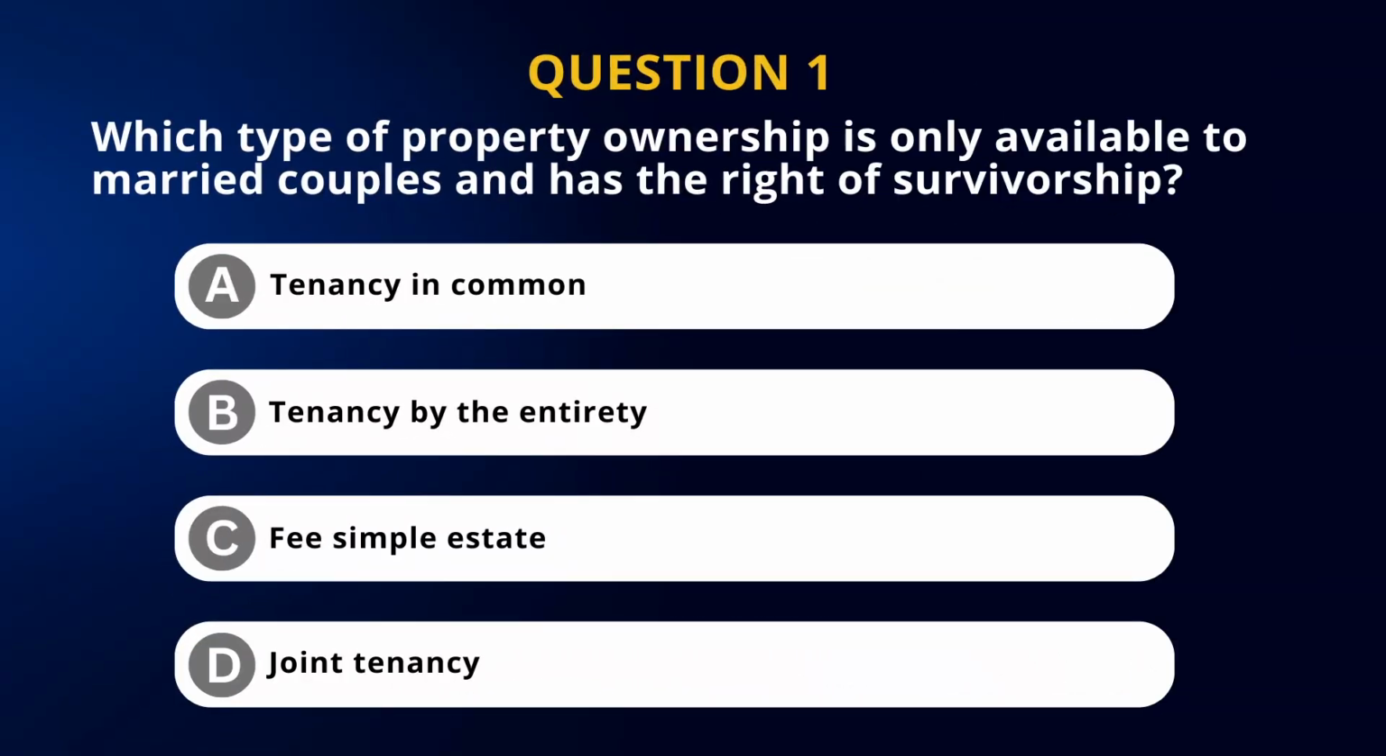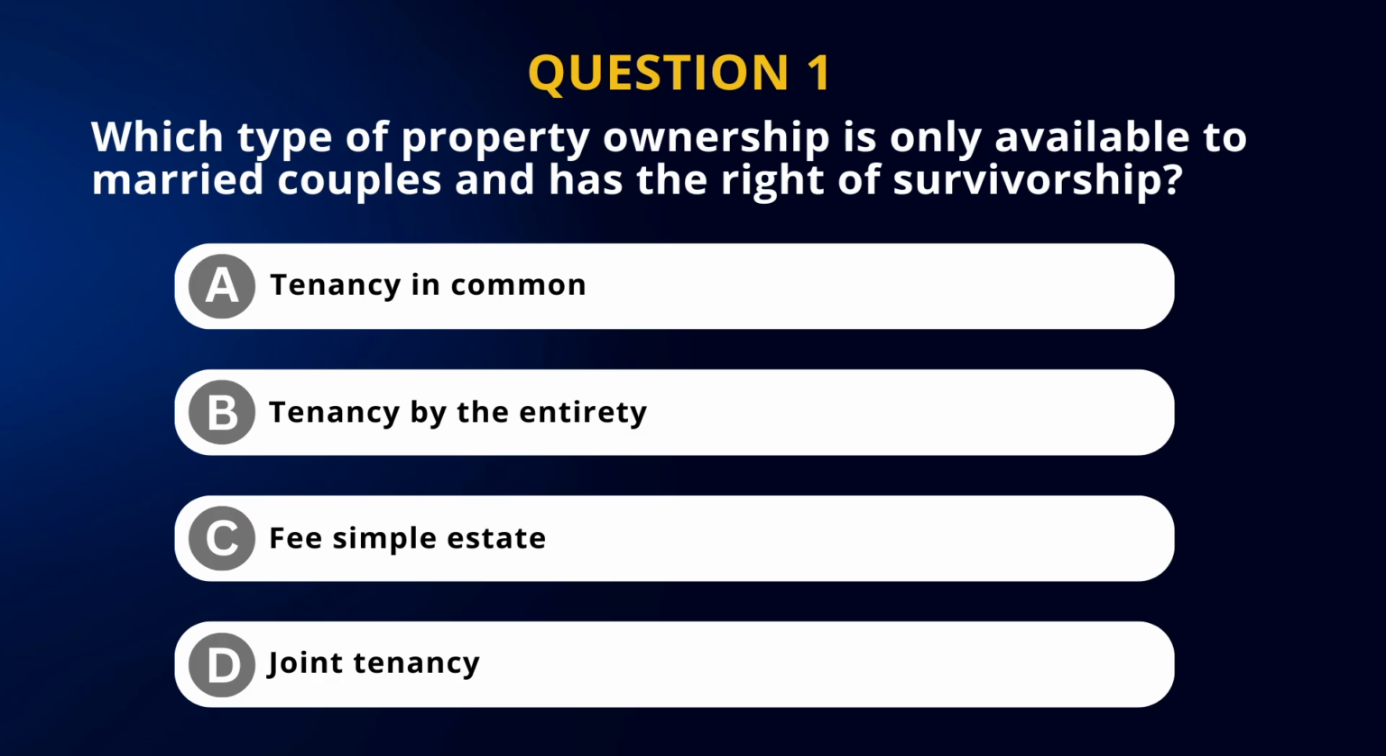Question number 1. Which type of property ownership is only available to married couples and has the right of survivorship? Letter A, tenancy in common. Letter B, tenants by the entirety. Letter C, fee simple estate. Letter D, joint tenancy.